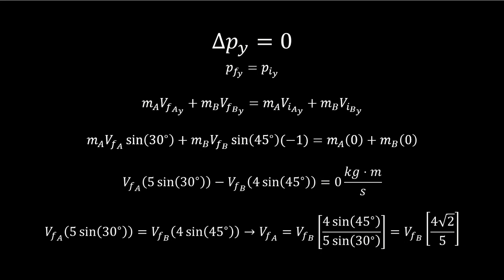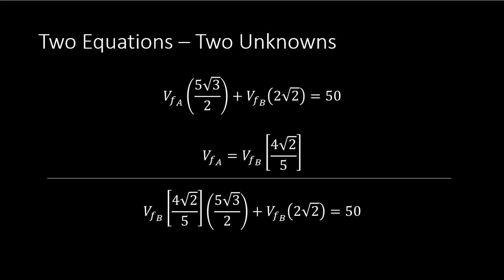Or if you are not as comfortable with simplifying trigonometric functions, just give a decimal equivalent of 4 square root of 2 over 5 to maybe 5 decimal places, just to be safe. Now at this point we have two equations and two unknowns. The final velocity of A times 5 square root of 3 over 2, plus the final velocity of B times 2 square root of 2, equals 50, and the final velocity of A is equivalent to the final velocity of B times 4 square root of 2 over 5.